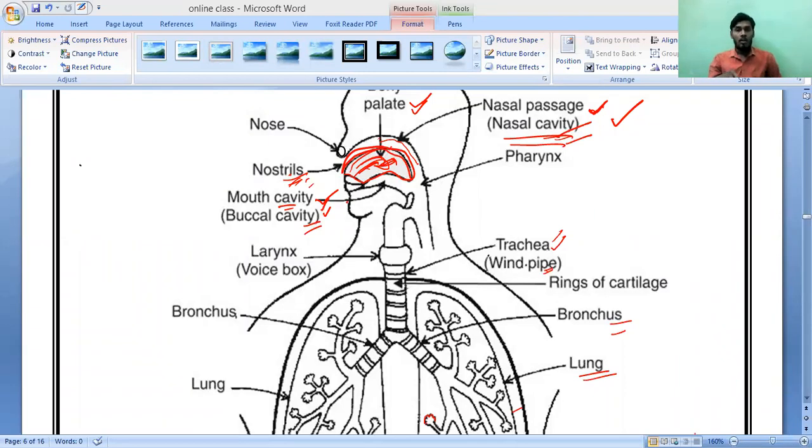When air passes through this nasal passage, dust particles and other impurities are also present in it. That is why we have hair in the nostrils or nasal passage. Do you understand that? So why do we have hair? Do we have hair or not? Everybody, check it in your nose. We have hair. Is it yes or no?